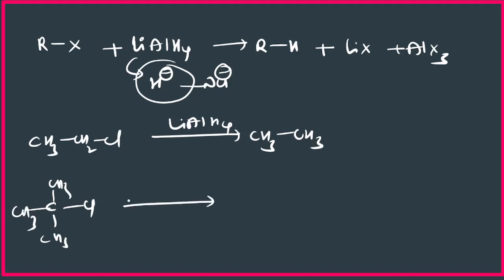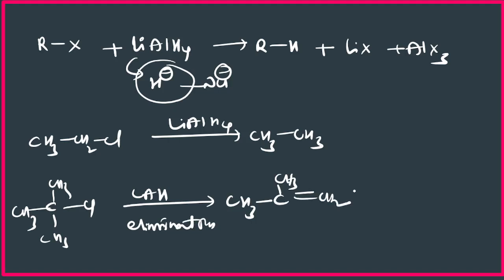Tertiary alkyl halide with lithium aluminium hydride undergoes an elimination reaction to give alkene, CH3C(CH3)=CH2. It is 2-methylprop-2-ene. This is for lithium aluminium hydride.